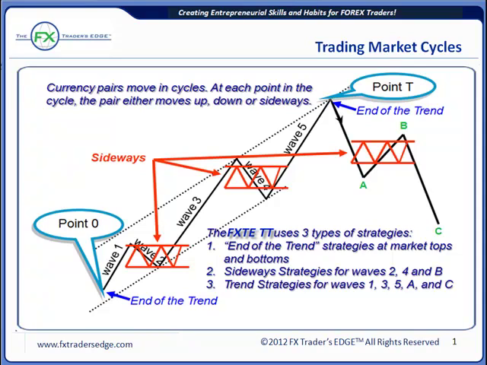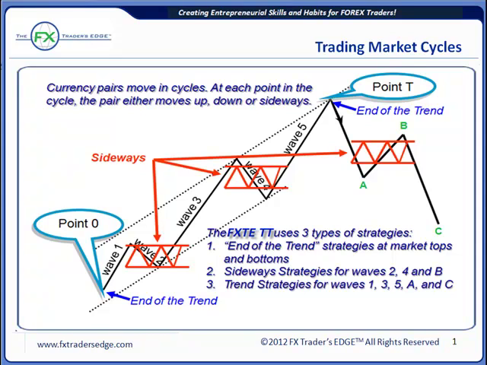Let's just start with this diagram that I love to use in all of my courses. It's called Trading the Market Cycles. This is the Elliott Wave market cycle. Currency pairs and really any market move in cycles, and at each point in the cycle, the pair either moves up, down, or sideways. So this is the typical 8-wave cycle: the 5-wave trend followed by the correction. The trend starts at point 0 and it ends at point T.